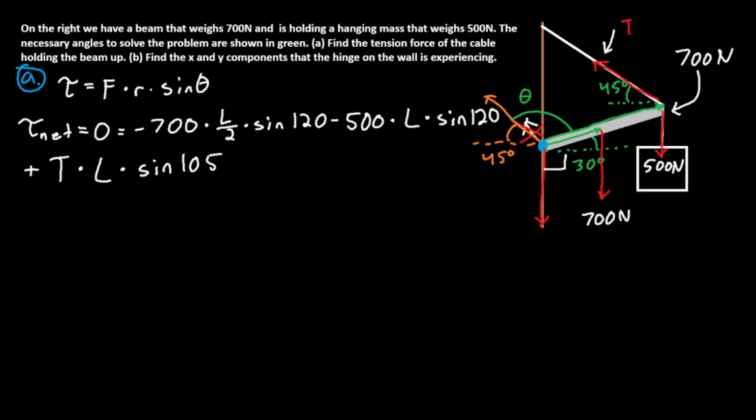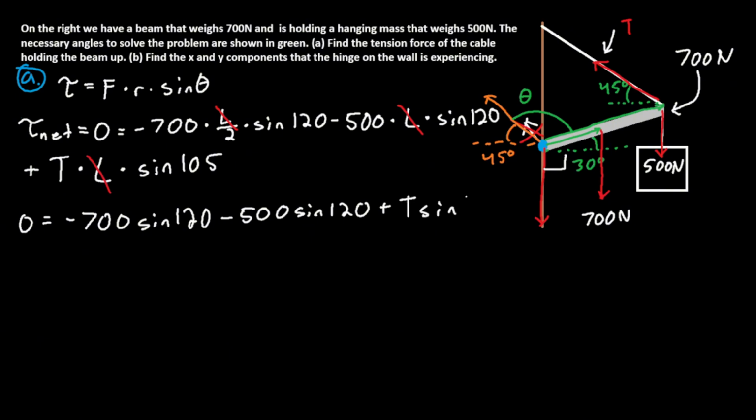But since the net torque is 0, we can divide L out of each term in this equation, because 0 divided by L is still 0. So what we get left with is an equation that looks like this: 0 is equal to 700 times sine of 120, minus 500 times sine of 120, plus the tension force times the sine of 105.